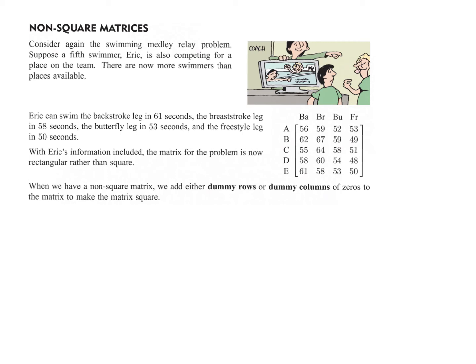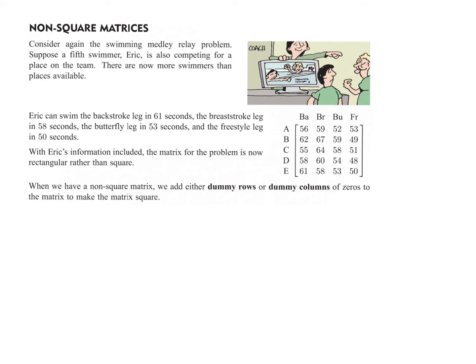So what we're going to look at is how we use the Hungarian algorithm with non-square matrices. So in the example, we had 4 swimmers and their times for the different strokes. Suppose we get a 5th swimmer who's trying to compete for the team. So now we have more swimmers than places available, so we need to work out which swimmer would not be successful in the team and would be the one that misses out.